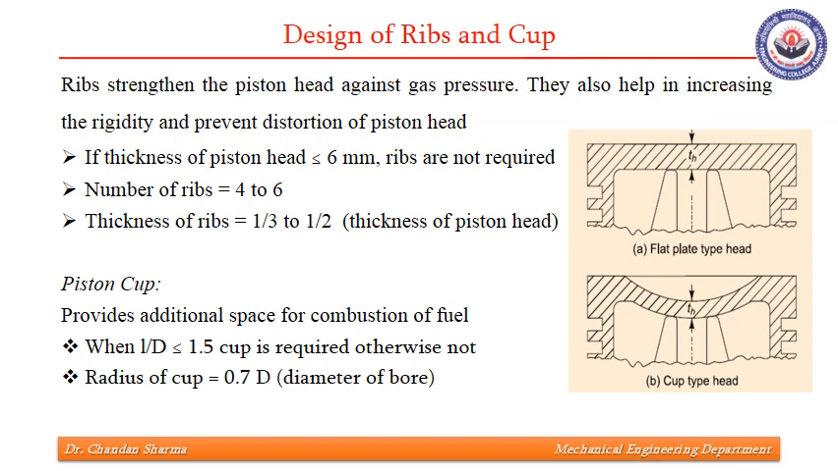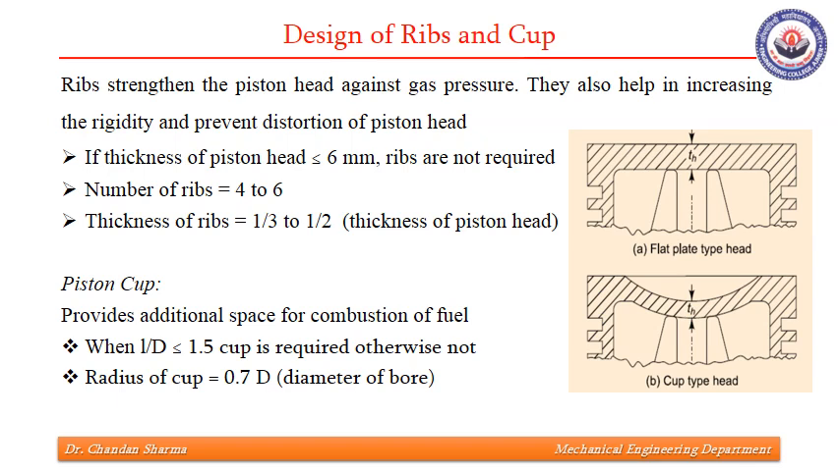Now after piston head, there comes design of ribs and cup. Ribs basically strengthen the piston head against gas pressure. They also help in increasing the rigidity and prevent distortion of piston head. We need to take a decision whether ribs are required or not. If thickness of piston head comes out to be equal to or less than 6 millimeters, ribs are generally not required. If it is more than 6 millimeters, ribs are required. Ribs can be 4 to 6, and thickness of rib would be 1/3 to 1/2 thickness of piston head.